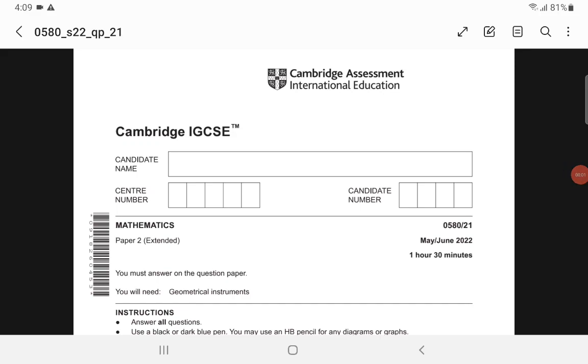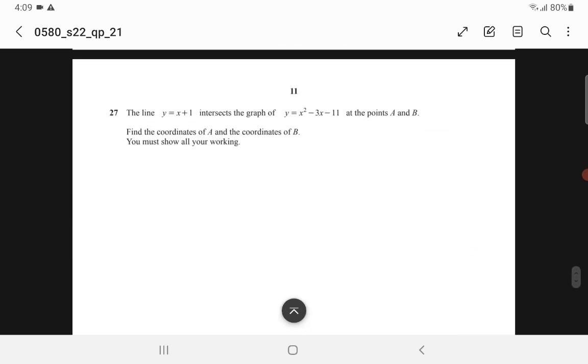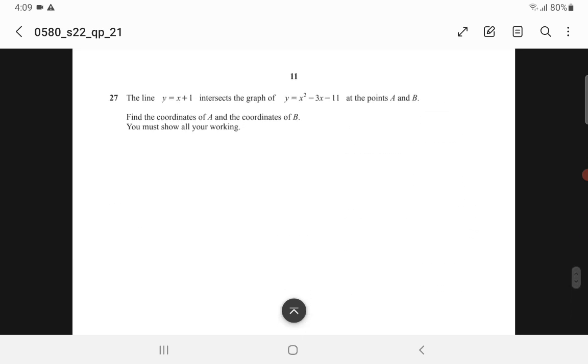Okay, so I will do another challenge. Maybe I will make a 25 minutes challenge. I will do this paper 0580, paper 21, May June 2022. I will start from the bottom, not from the top, from the bottom. Okay, so I will start the stopwatch.